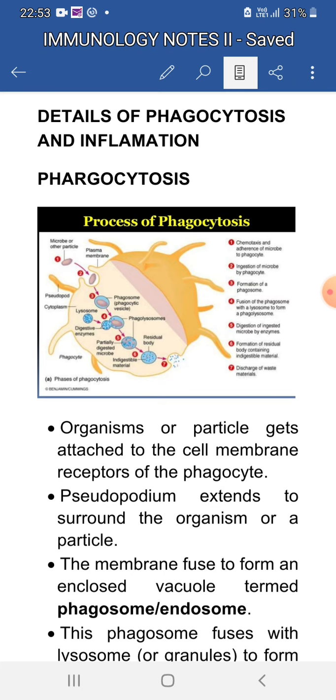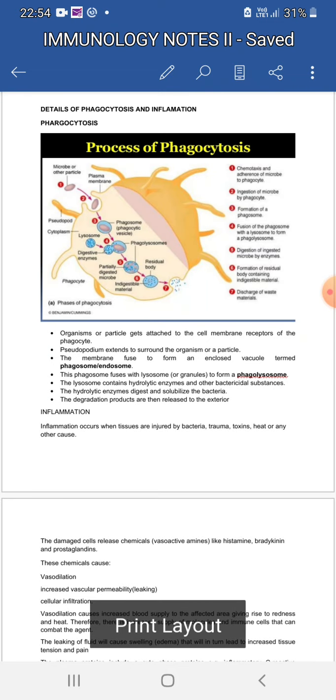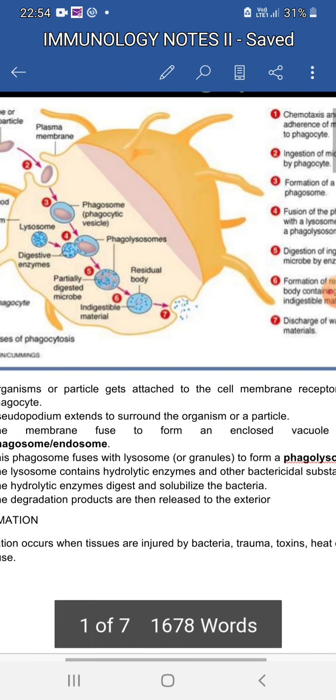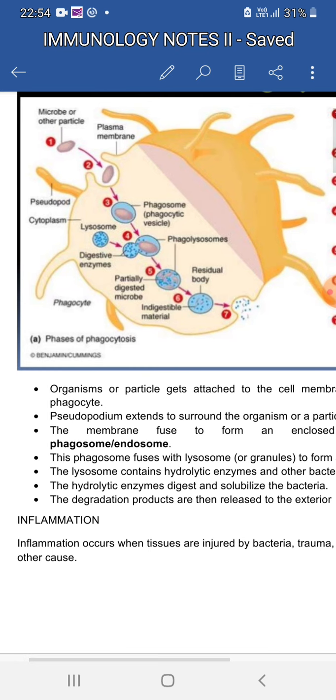Last time we were looking at innate immunity, and before we go on with acquired immunity, let's look at the details of phagocytosis and inflammation, which we saw are part of innate immunity. This diagram shows phagocytosis.